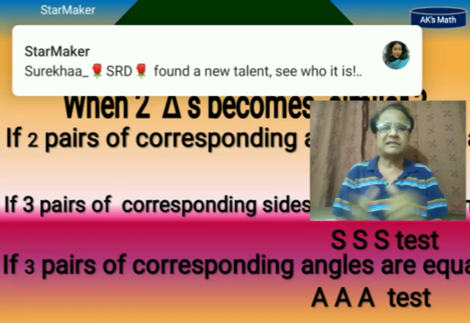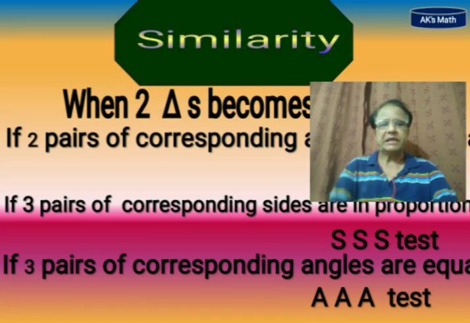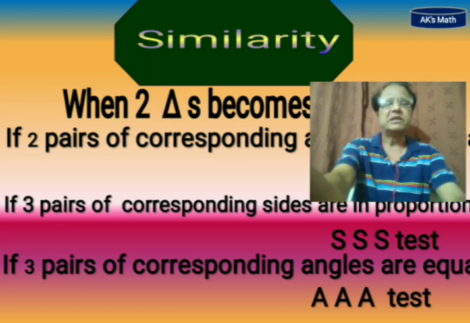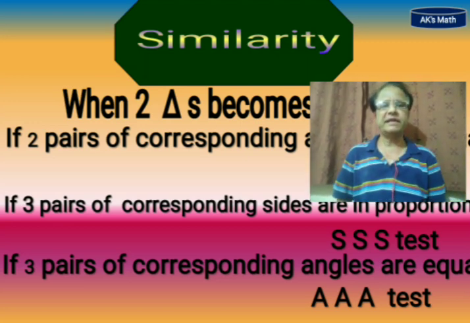So in total 4 tests are there. One is the double A test, another one is the triple S test, third one is the triple A test, and the fourth one is the SAS test. Now let's learn something new. Look at this one. At first we will learn how to decide the SAS test and triple S test.